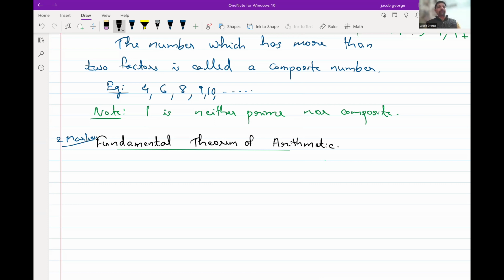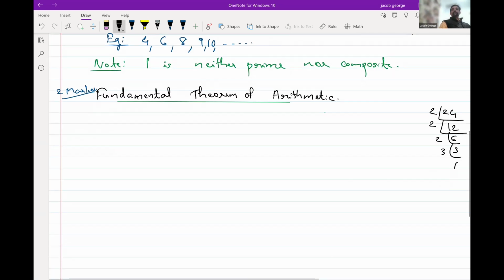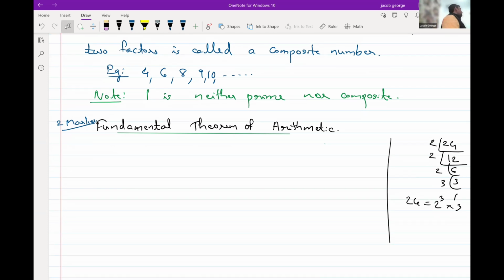Okay, so in small classes we studied, if you take a composite number, for example, 24 is a composite number. That composite number 24 we can factorize. 24 is divisible by what number? Prime factorization: 2. When you divide by 2, we get 12, right? Again, we divide by 2 until we get a prime number. So we get 6. Again, by 2, we get 3, 3, 1, right? And then we can express 24 in this form. 24 is 2 cube into what? 2 cube into 3.